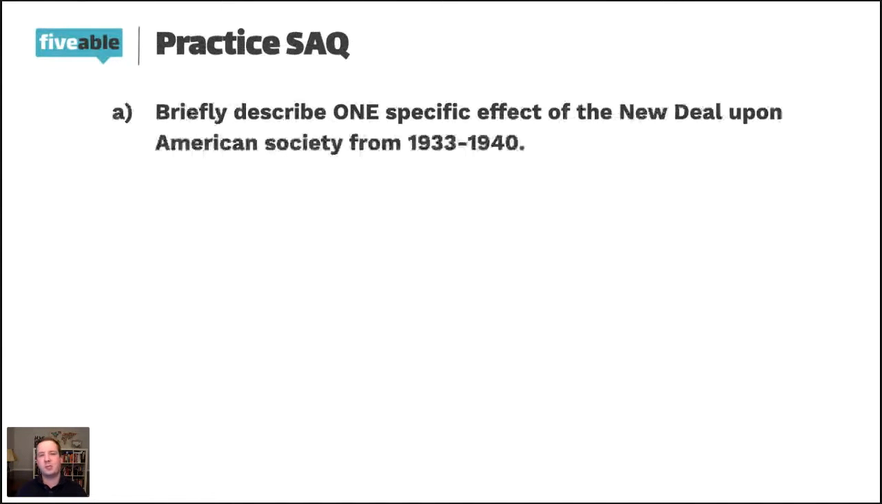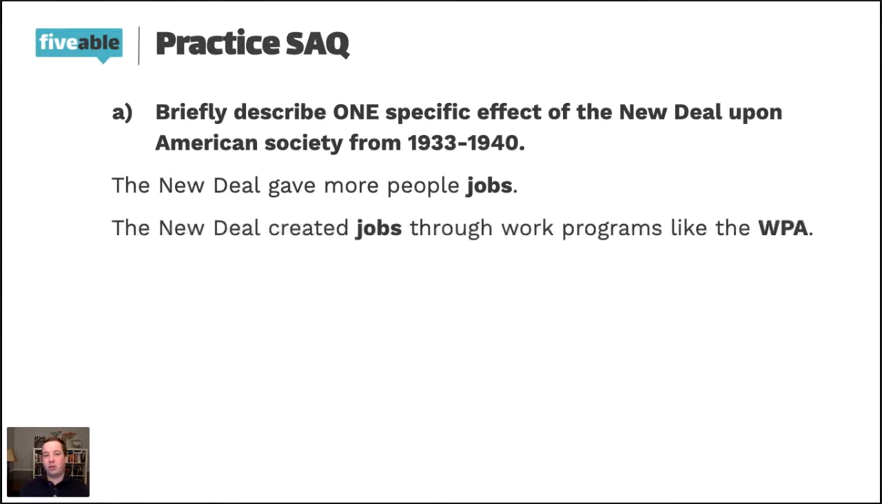So a brief short answer question. We don't have a ton of time. Let me just throw it out there. Briefly describe one specific effect of the New Deal upon American society from 1933 to 1940. You could say the New Deal gave more people jobs. You're not wrong, but you'd want to expand on that a little bit, right? The New Deal created jobs through work programs like the WPA.